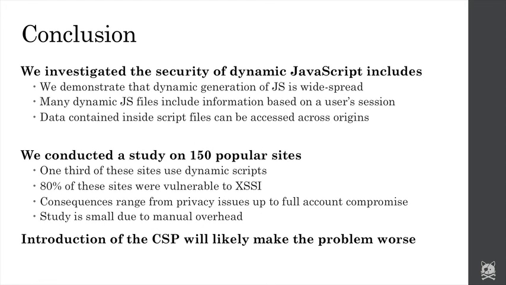Okay, with that I would like to conclude. So what did we do? We investigated the security of dynamic JavaScript generation. We demonstrated that there are a lot of dynamic JavaScripts that contain sensitive user data. We also found ways to leak that sensitive user data. And we conducted a study on 150 popular websites. We were able to see that one third of these pages use dynamic JavaScript, and that 80% of the sites that use dynamic JavaScript are vulnerable to the attacks that we presented today. And the consequences of an attack range from simple privacy violation, like de-anonymization, to full account compromise.